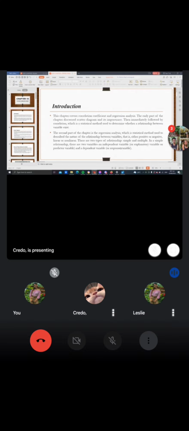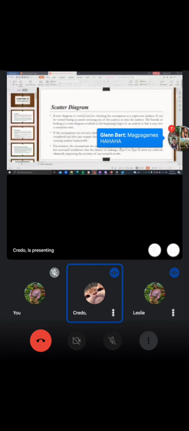The second part of the chapter is regression analysis, which is a statistical method used to describe the nature of the relationship between variables, that is either positive or negative, linear or nonlinear. There are two types of relationship, simple and multiple. In a simple relationship, there are two variables: an independent variable, or explanatory variable or predictor variable, and a dependent variable, which is the response variable.